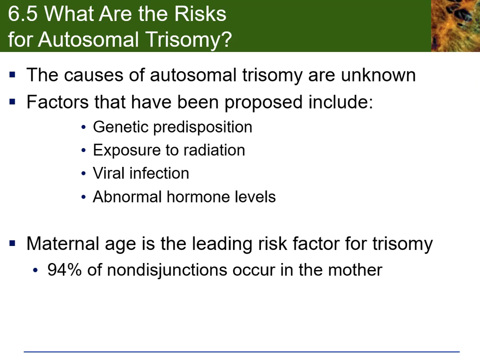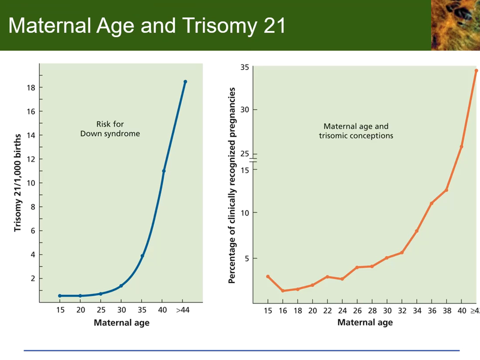Now, what are the risks for autosomal trisomy? The causes of autosomal trisomy are unknown. Factors that have been proposed include genetic predisposition, exposure to radiation, viral infection, and abnormal hormone levels. Maternal age is a leading risk factor for trisomy. 94% of non-disjunctions occur in the mother. So here you can see maternal age and trisomy 21. The risk for Down syndrome increases as the age goes up. That's usually why they say once you get past the age of 35, your risk really starts to shoot up. Same thing here. You start seeing a significant increase in trisomic conceptions.